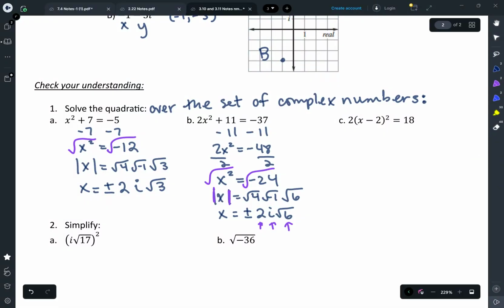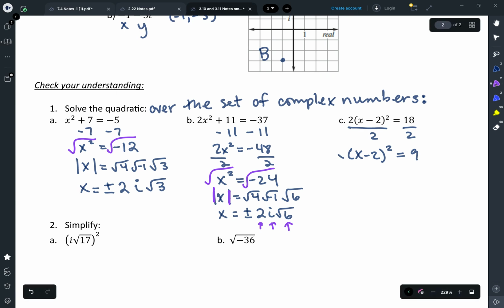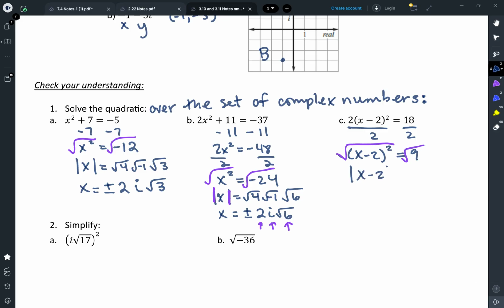The last one, I need to get my squared quantity by itself first, so we're going to divide both sides by 2. So now I have the quantity x minus 2 squared equals 9. So now I can go ahead and square root both sides. So take a square root, and again, when I have a square and a root, I get an absolute value of x minus 2 equals 3.